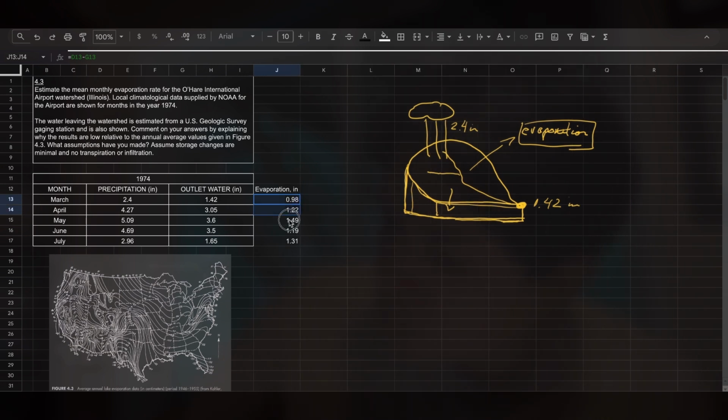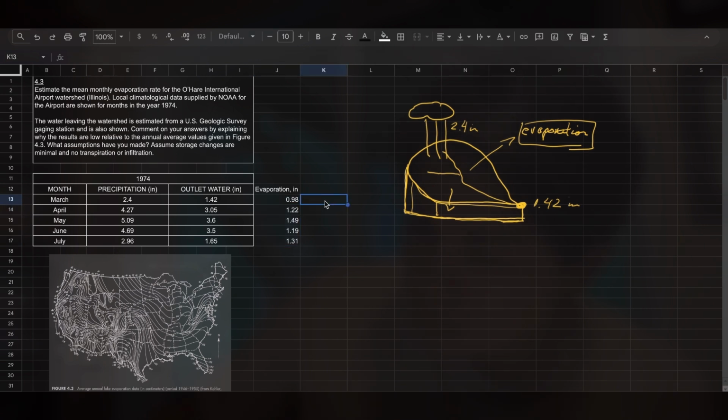So now that we have the values that are evaporated each month, we need to solve for the mean monthly, which is just the average of all these values. Average. So 1.238 inches is the mean monthly. So on average, each month we lose about 1.238 inches of precipitation of water.